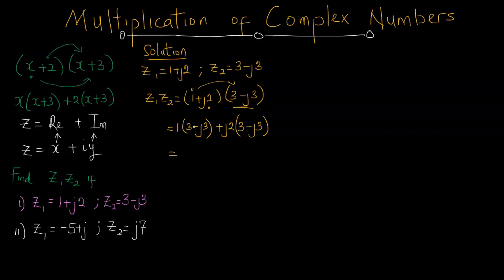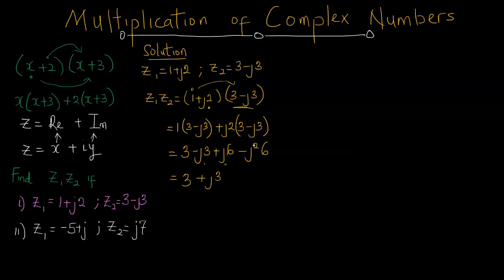So removing the brackets, 1 times 3 is 3, 1 times minus j3 is minus j3, then plus j2 times 3, that's plus j6, then plus times minus is minus, j times j is j squared, 2 times 3 is 6. So we've got 3. Now these are like terms.